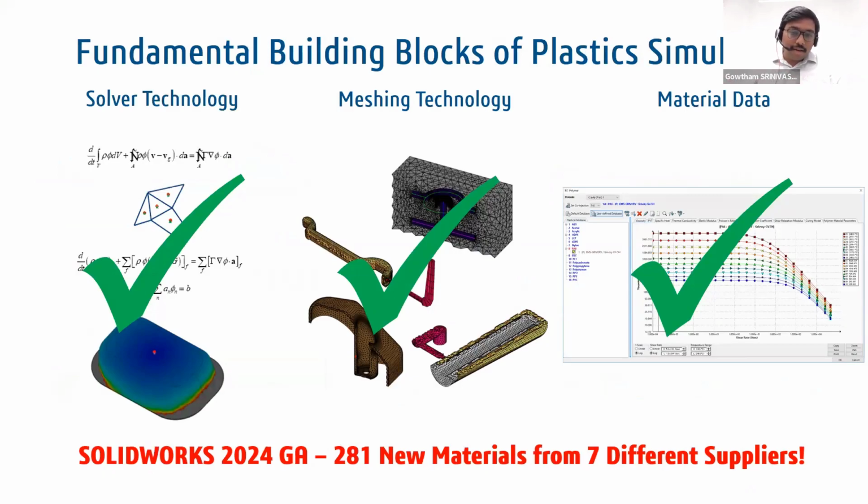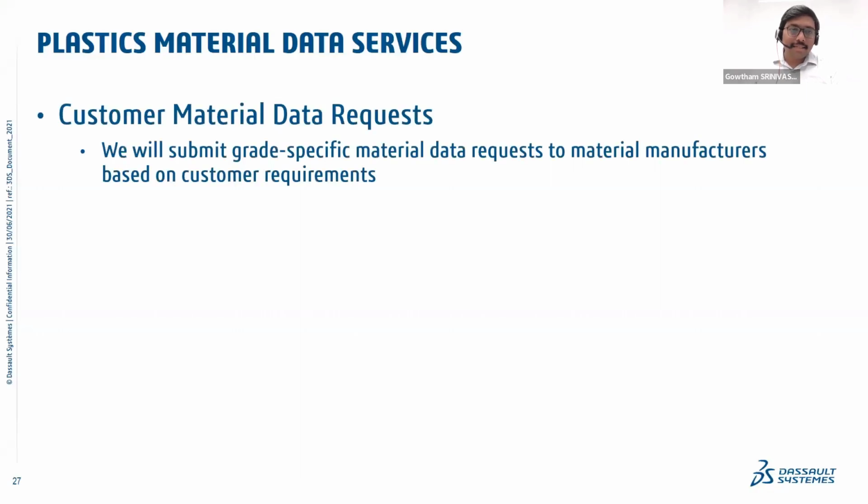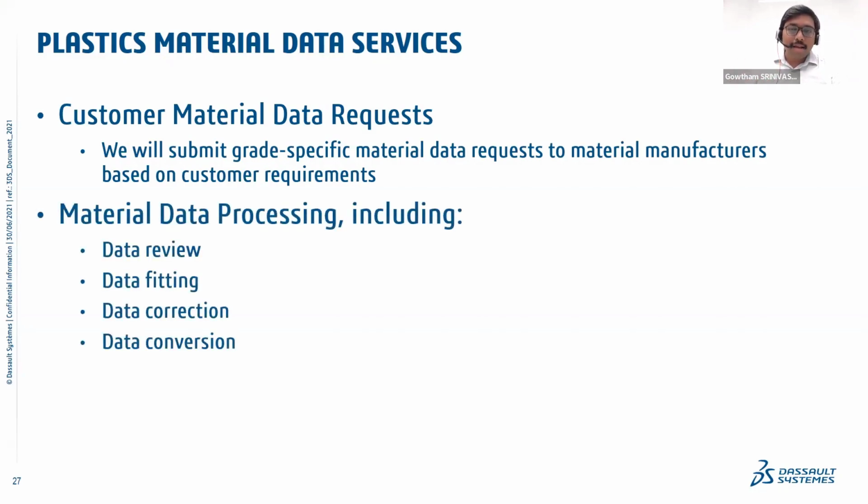By that, in the upcoming release, we add 281 new materials with 7 different suppliers in the 2024 release of SOLIDWORKS Plastics. Okay, and we go one more step forward: we are doing material data as a service. As a customer, if you have any grade that is not in the library, you can send us the metal grade you are working on. We will work with the supplier and the material manufacturer, get the data from the manufacturer, and review the material.